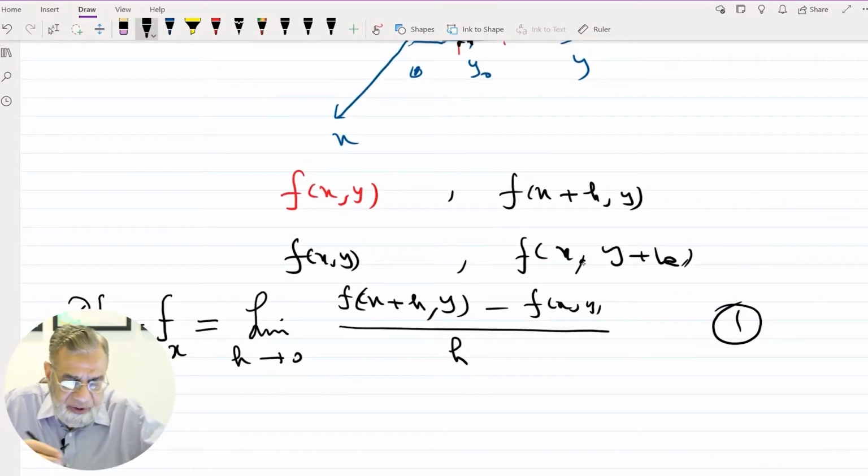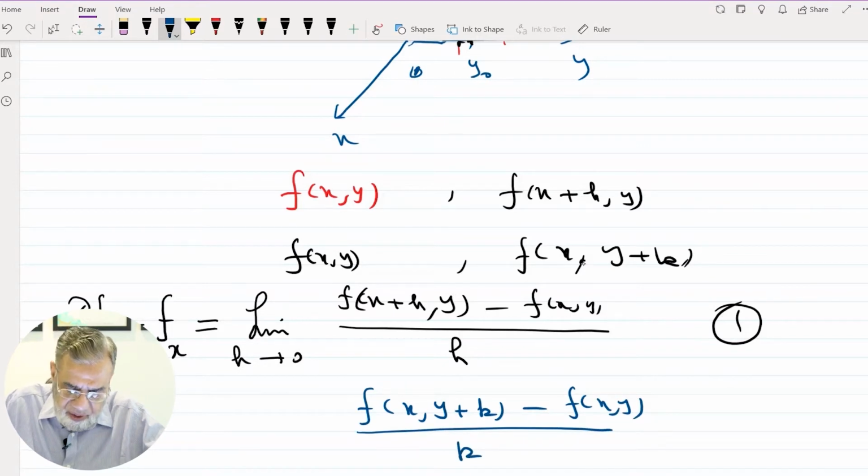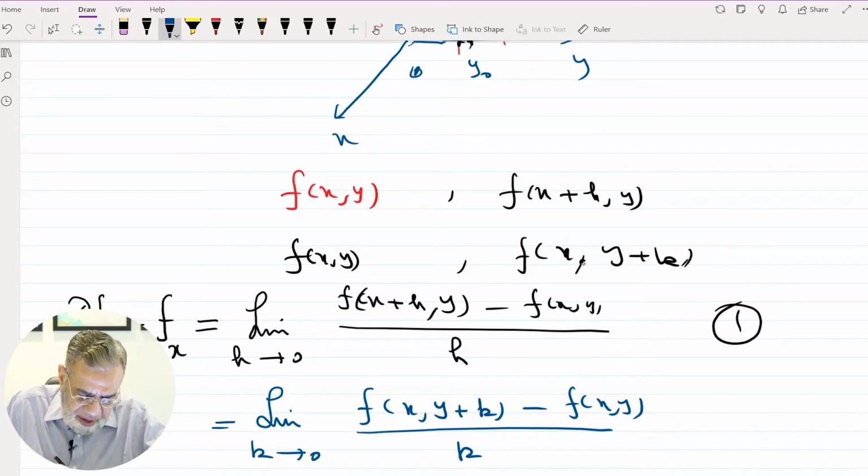Now similarly, I can define my derivative along the y-axis. I have here the limit of f of x, y plus k minus f of x, y, over k. So this is my function and the change in function, and here k tends to 0. This is along the y-axis. So I say it's the change along the y-axis, partial f by partial y, or f of y.